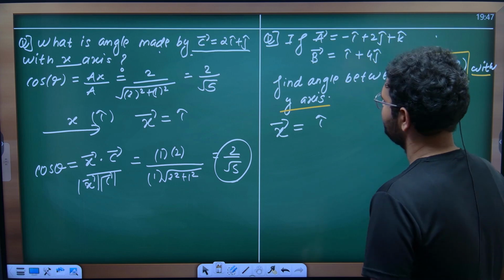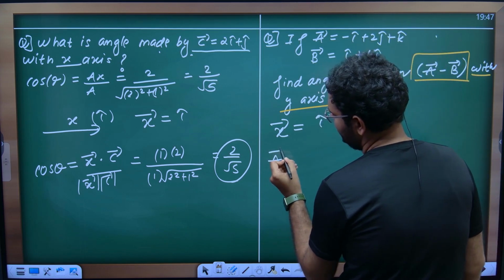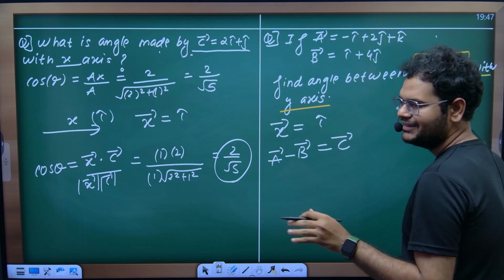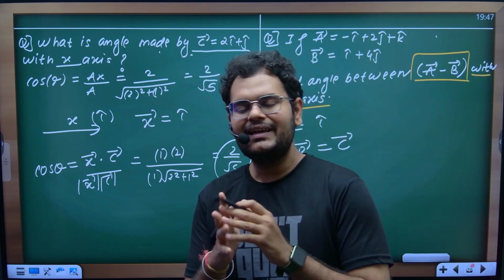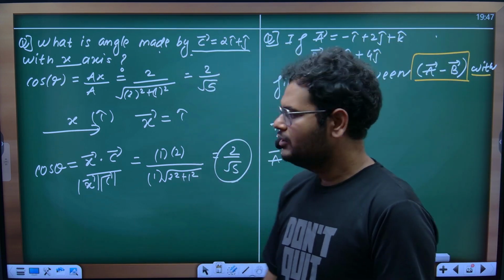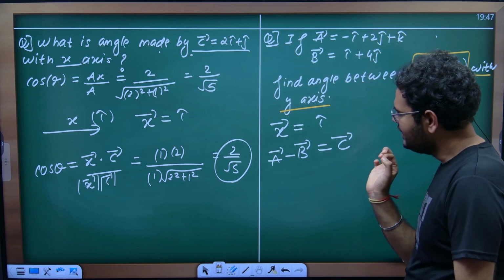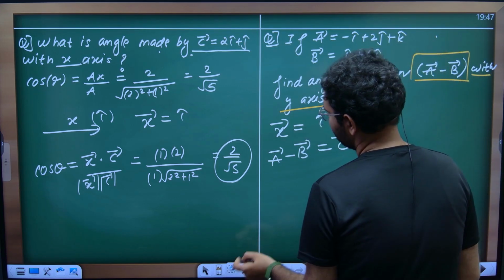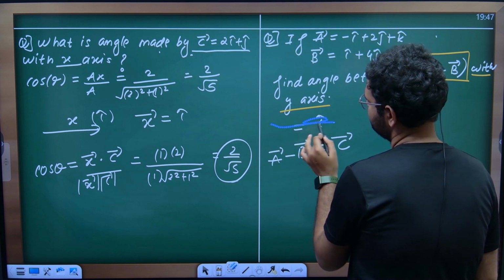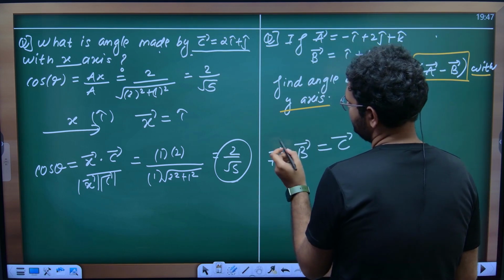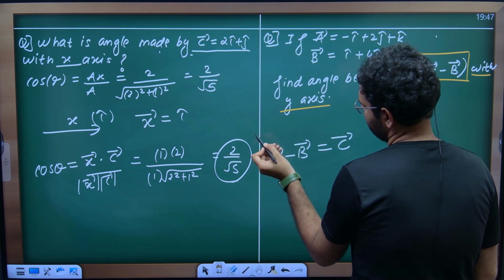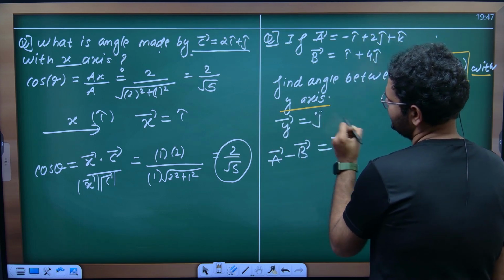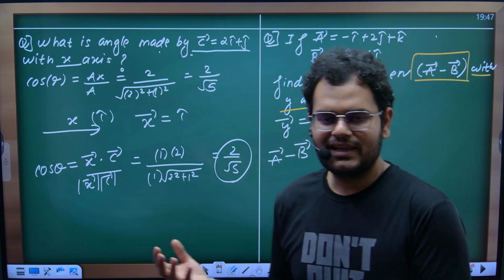What about a vector minus b vector? See, a vector minus b vector. Can I take any other vector, a random c vector? Is there any problem? Yes, sir, you can take. Oh, they are asking with the y-axis. Very sorry. Instead of x, we should take it with y. So here, our y vector is nothing but j cap. Similarly, x vector is I cap, y vector is j cap.